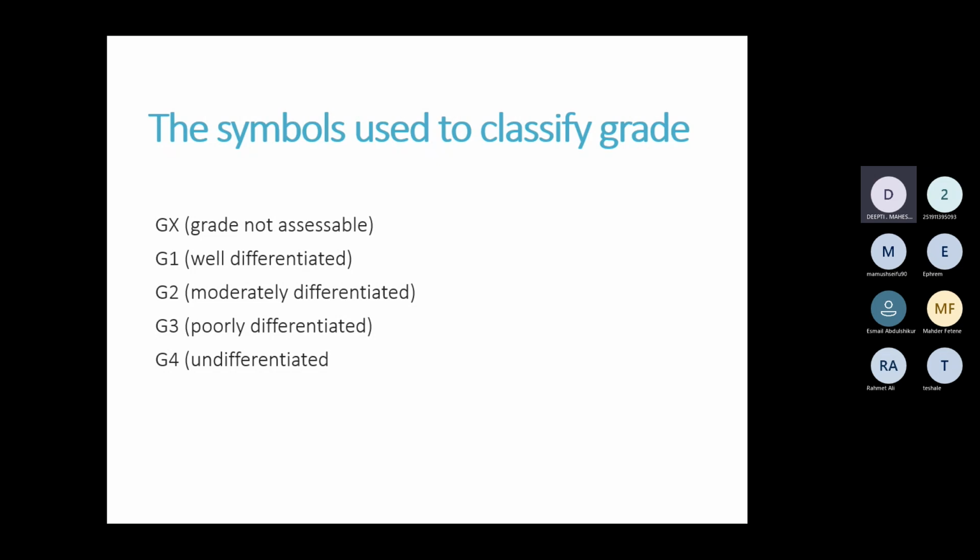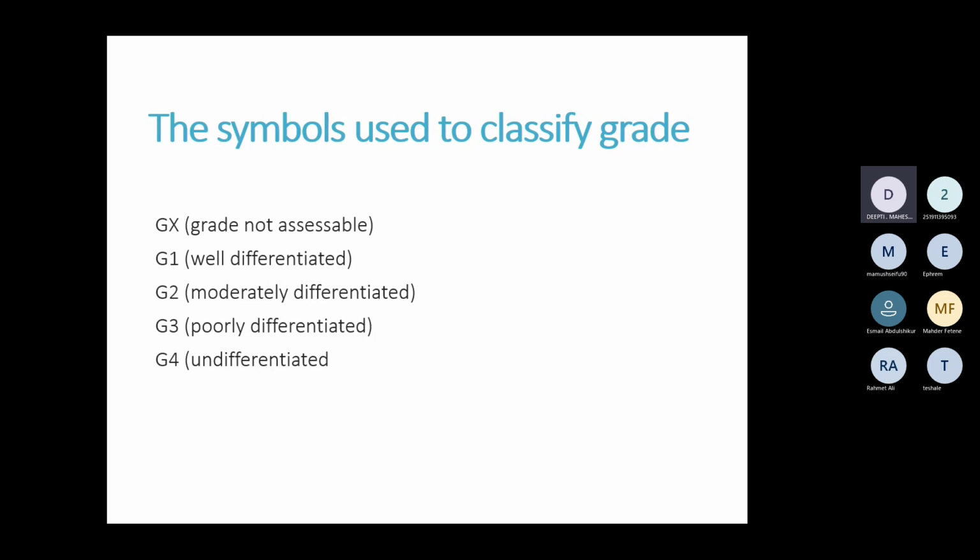graded. So the different symbols used to classify or grade the cells are GX. GX means grade not accessible. That means you cannot assess and find out which grade it is. Okay, so it is at a very early stage. So G1 is well differentiated. So they resemble the normal cells. So they will multiply very slowly.